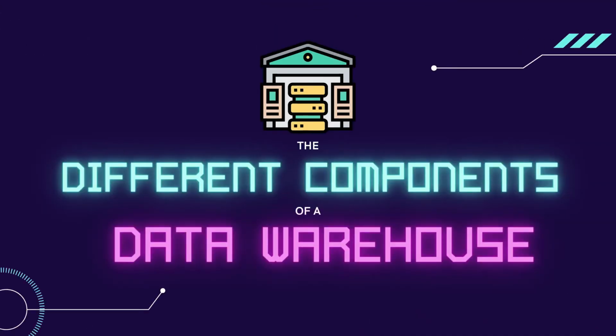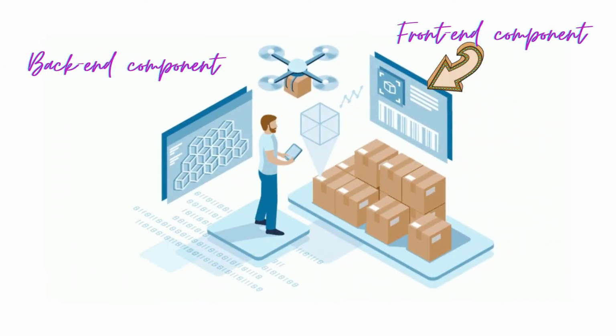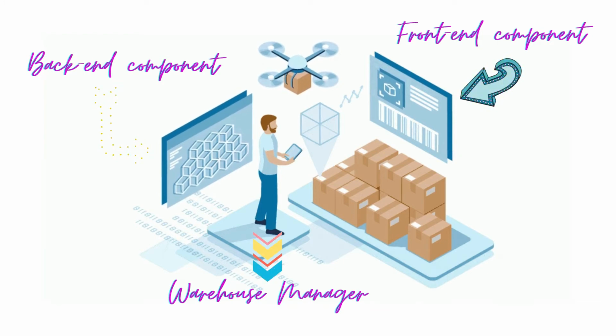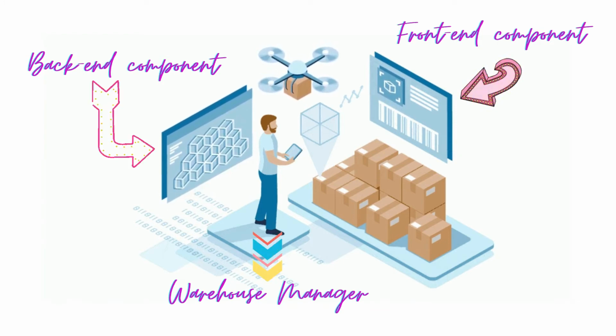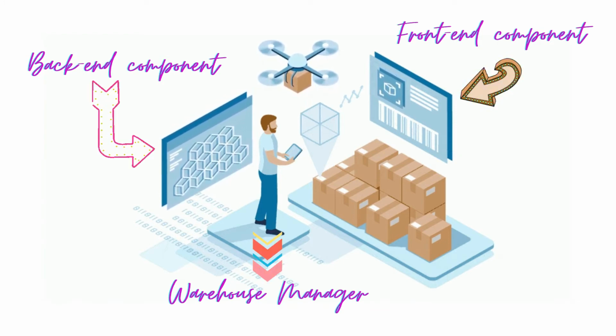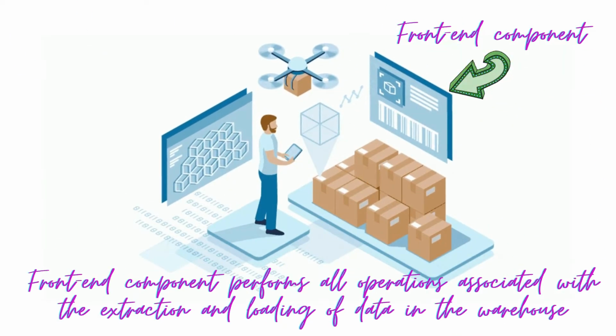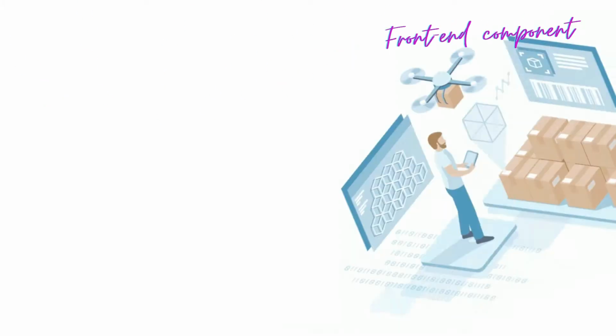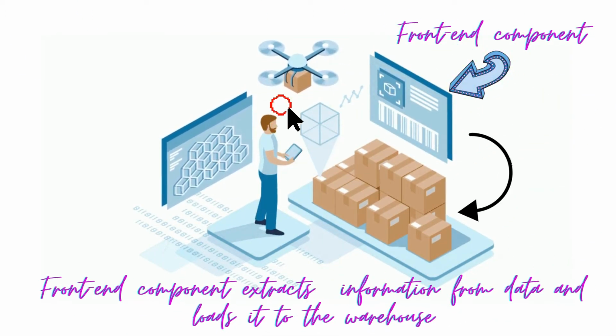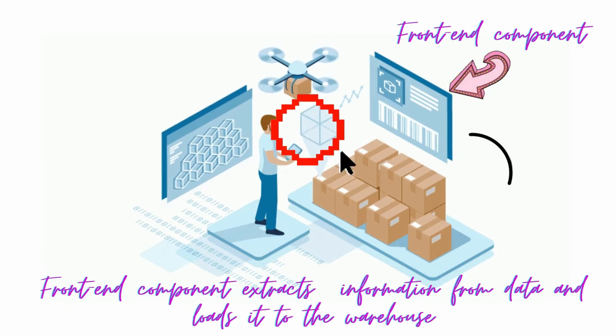Now, let us move on to the different components of a data warehouse. There are three main components of a data warehouse: the load manager or front-end component, the query manager or back-end component, and the warehouse manager. The load manager performs all the operations associated with the extraction and loading of data in the warehouse. It extracts the information from the source and loads the data into the warehouse.